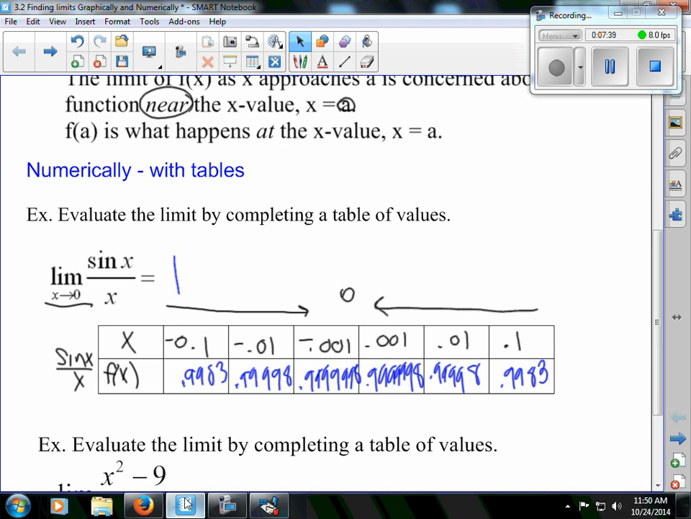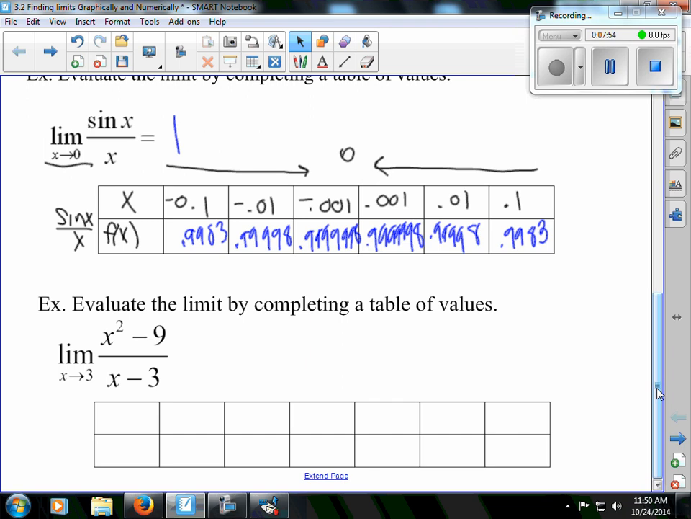However, it's very obvious based on our table of values that the y values are approaching 1. They don't ever actually equal 1, but they're approaching 1. This is what calculus is. We care about what the value is that we're approaching.